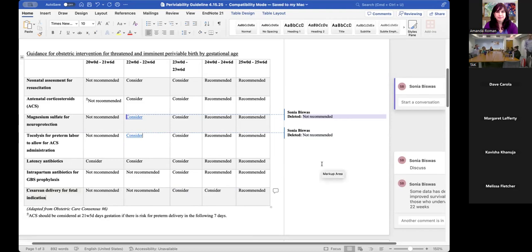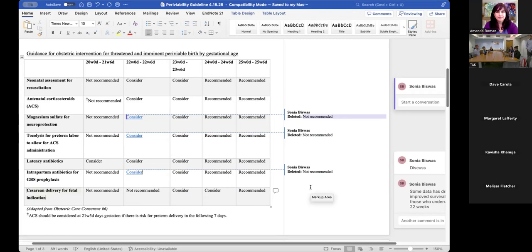And antibiotics consider. Then GBS prophylaxis. I think that's a minor intervention. I think you should consider it. Agree, giving antibiotics for GBS probably isn't going to hurt at 22 weeks.